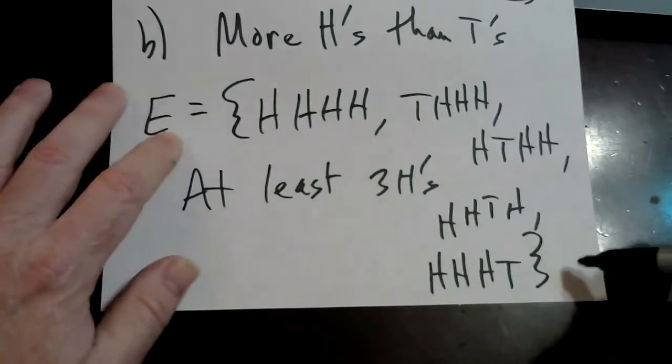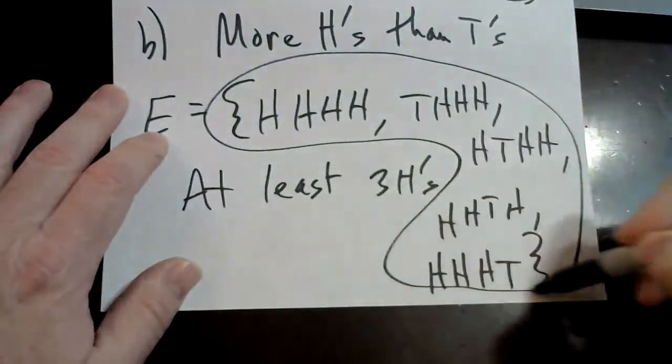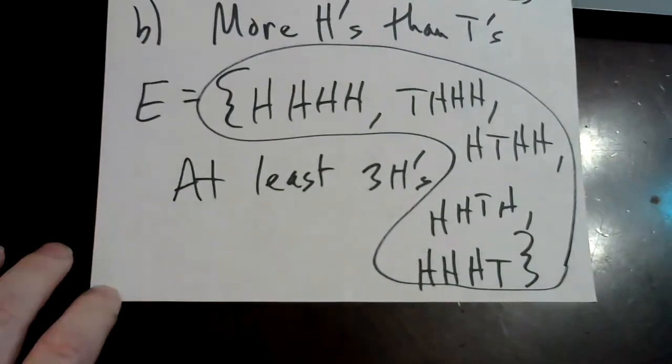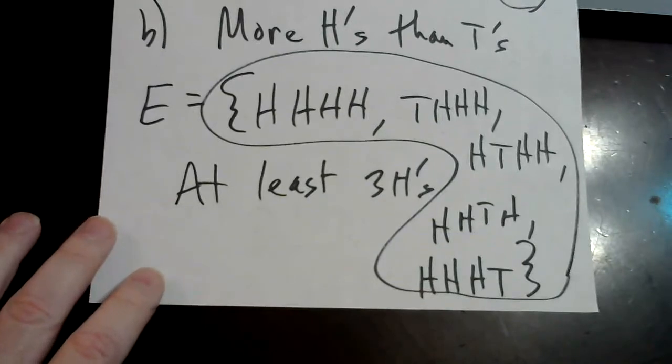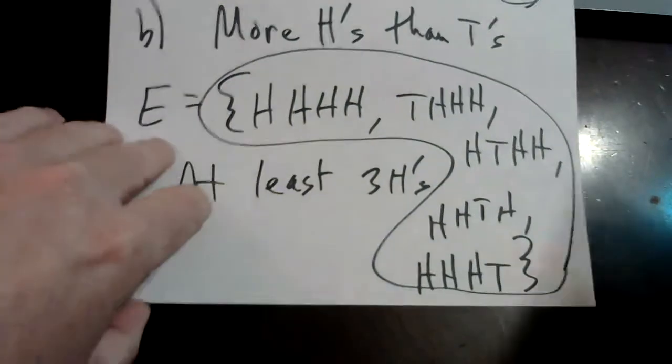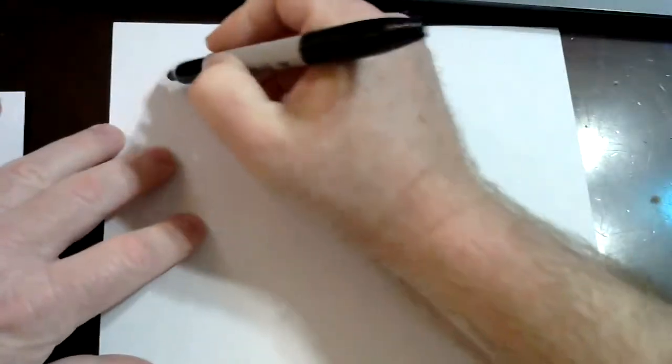All right, so this is the event right there. And notice, again, I use set notation with those curly brackets. There are 5 outcomes in that particular event. All right, let's do part C from the same problem. Part C says, what is the probability that there are more heads than tails?